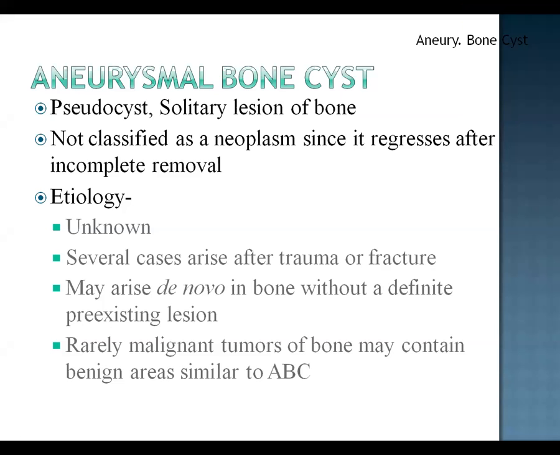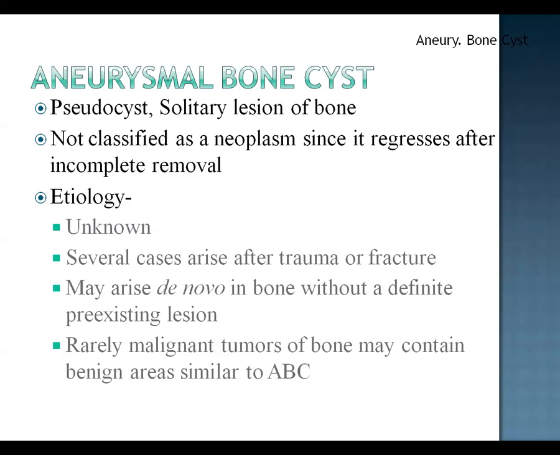So we continue. Benign connective tissue tumors: the aneurysmal bone cyst. It is also known as a pseudocyst or a solitary lesion of bone. Why pseudocyst? Because it does not have an epithelial lining. So it is not classified as a neoplasm, since it regresses after incomplete removal of the tumor.